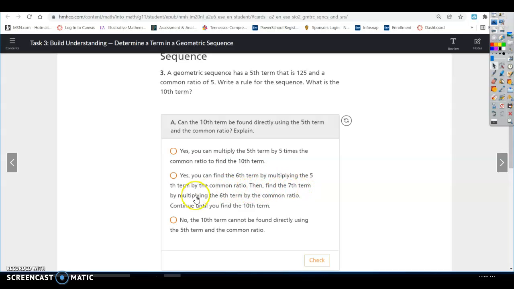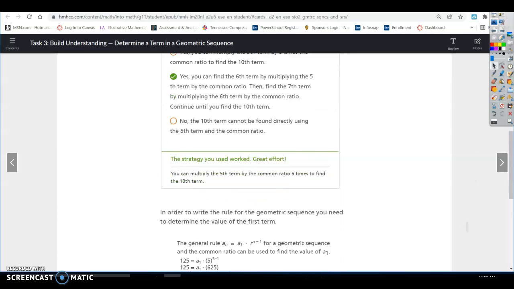Yes, you can find the sixth term by multiplying the fifth term by the common ratio. Then find the seventh term by multiplying the sixth term by the common ratio. Continue that until you get to term 10. So that is the correct answer here. And then it says, no, you cannot get to the 10th term given the information above.